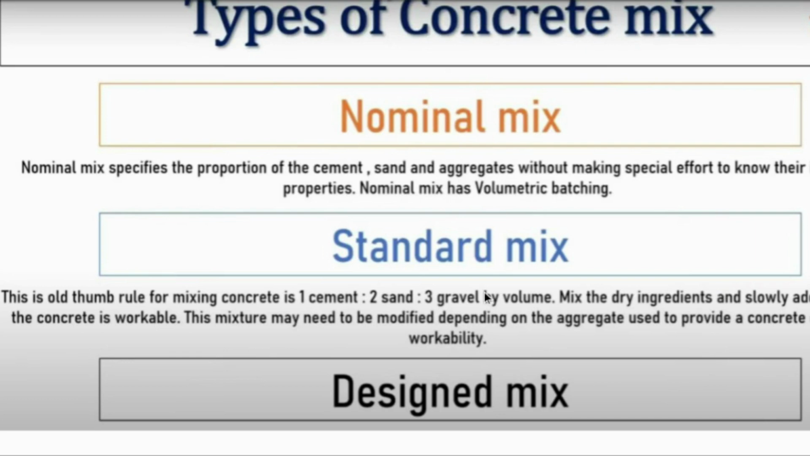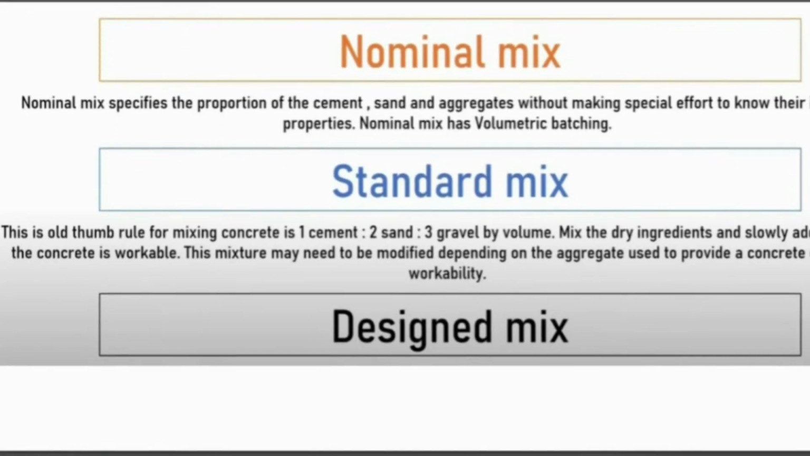So the third one is design mix. In this type of mix, the properties of cement, sand, aggregate, and their lab tests are performed before preparing the mix. And for the determination of the ratios of this type of mix, different methods are used. So in this topic, the properties of different cement, sand, aggregate, that means the specific gravity of cement, sand, aggregate, and water cement ratios according to the IS codes, if we are preparing the design mix by using the IS method.